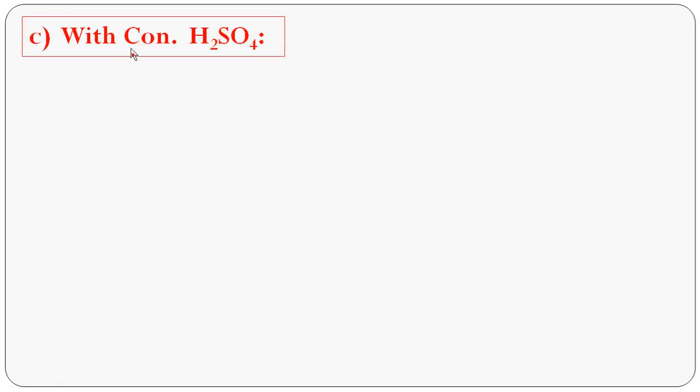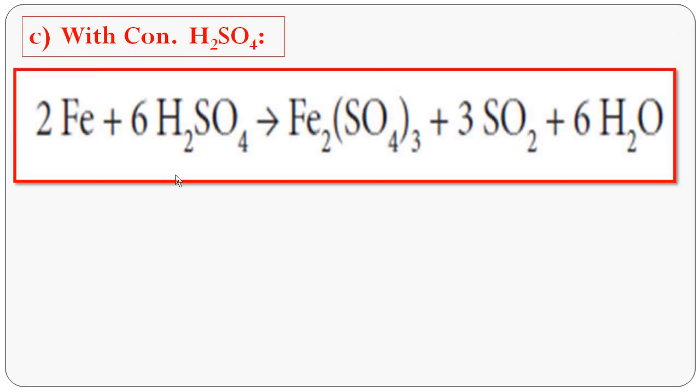The next one, iron that reacts with concentrated sulfuric acid. Concentrated sulfuric acid has the formula H2SO4. Iron reacts with concentrated sulfuric acid to form ferric sulfate, Fe2(SO4)3. Here iron has the valency 3 and sulfate has the valency 2. So ferric sulfate, with the liberation of sulfur dioxide gas and water. Now you have to balance here. Here 3 sulfur, so here I put 3. So totally 6 sulfur. So on this side I have to put 6, and 6 2s are 12 hydrogen.